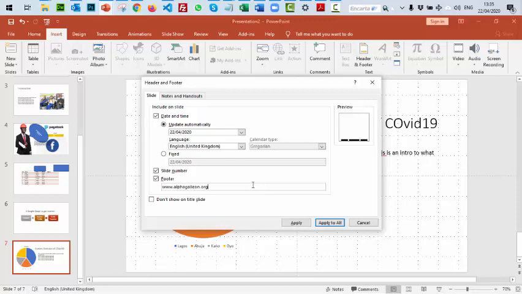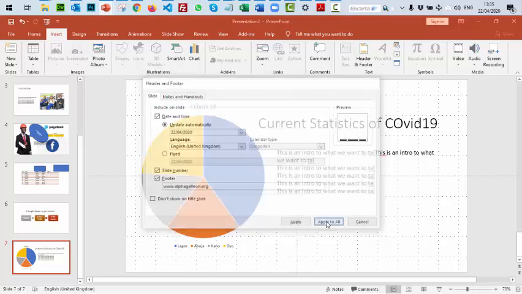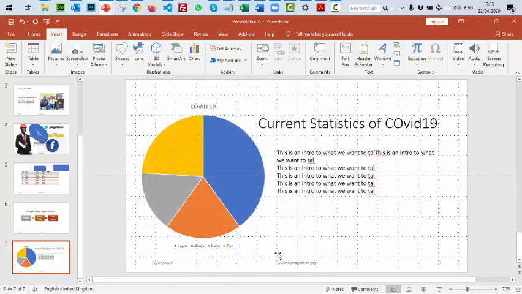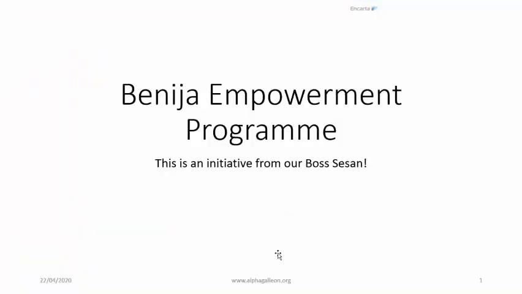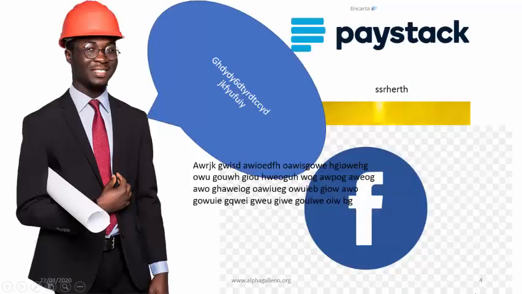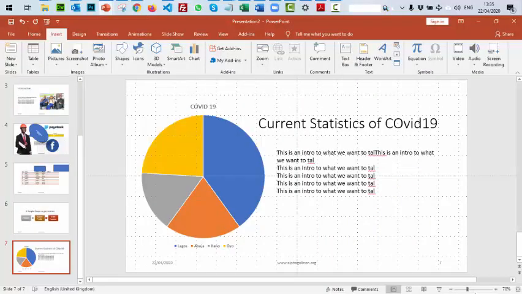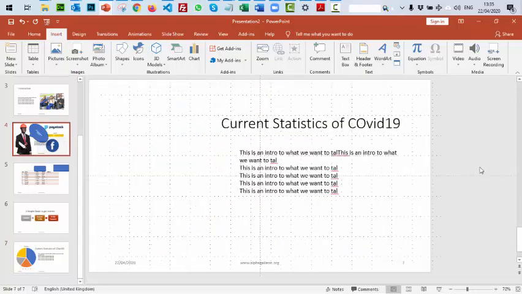www.alphagalleon.org. You either apply to this page or you apply to all documents. So by default, while you're running through your slide, that is the footer. It means that it will be a consistent view. The date on the left, the website in the middle, and the page number on the right. So while you're running through your slide, you can have an idea of where you are.